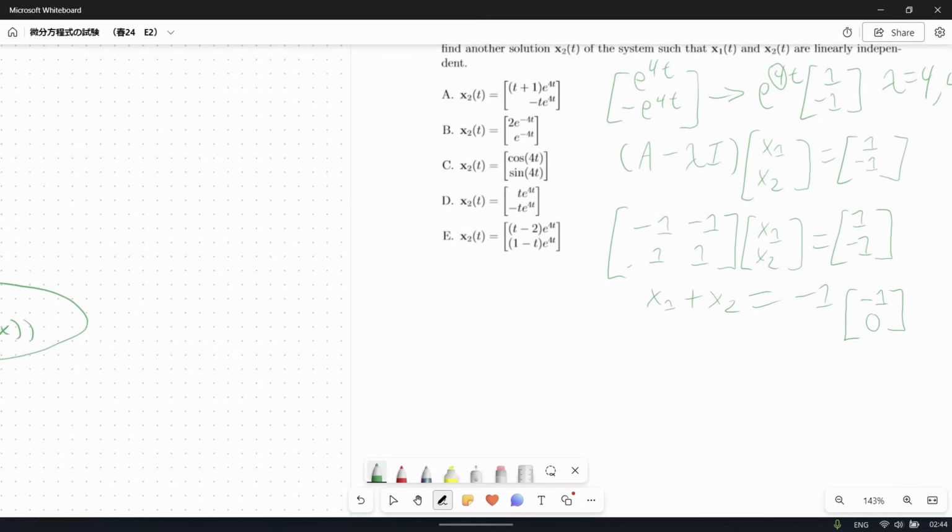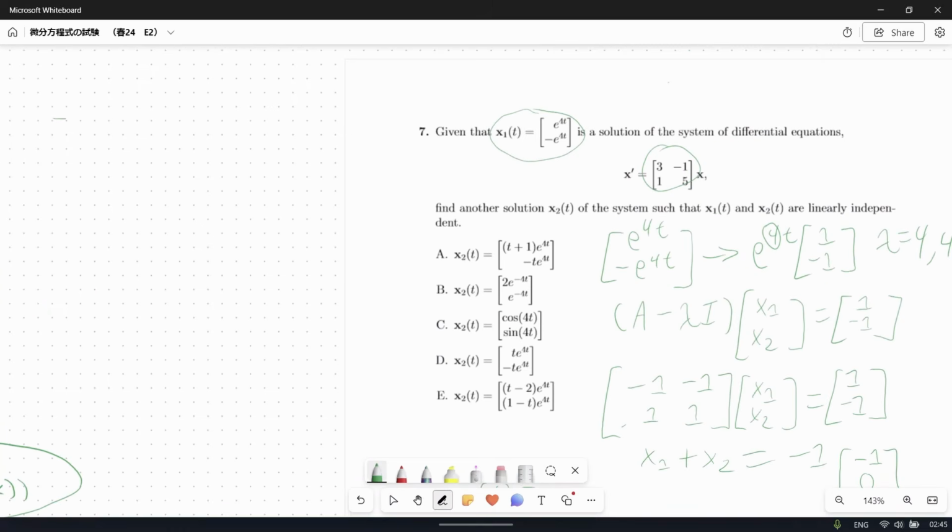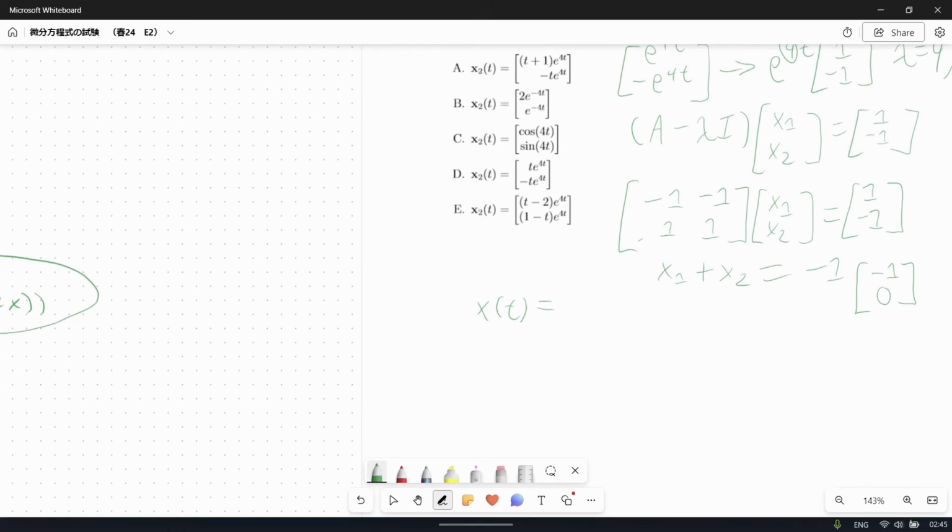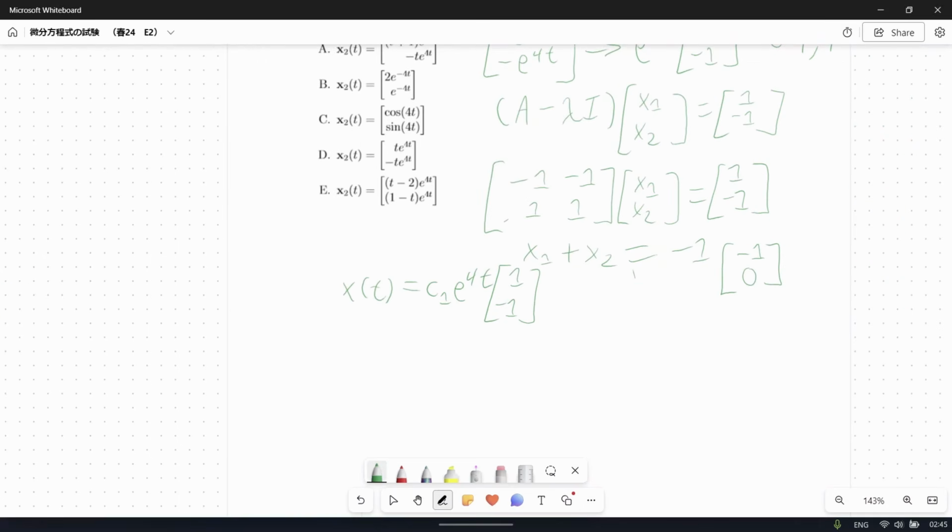So if we were to write a general solution, we'd have two terms since we're dealing with a 2 by 2 matrix here. So we'd say that x(t) is equal to our first solution, which is x₁(t), which was already given to us conveniently here. So that would be c₁ times e^(4t) times (1, -1). And then we add our second term.